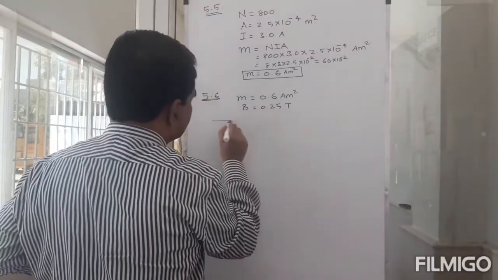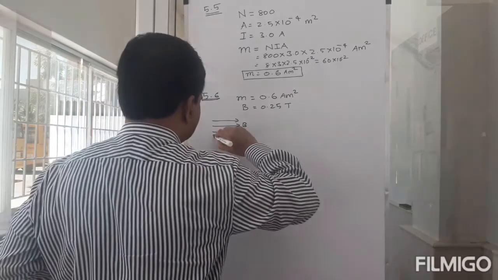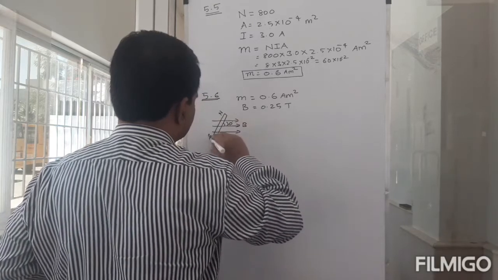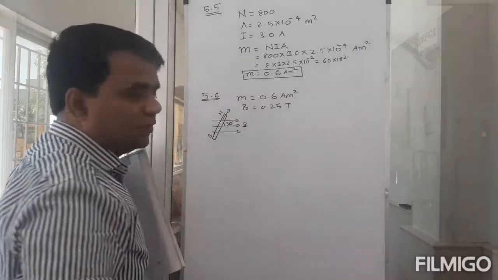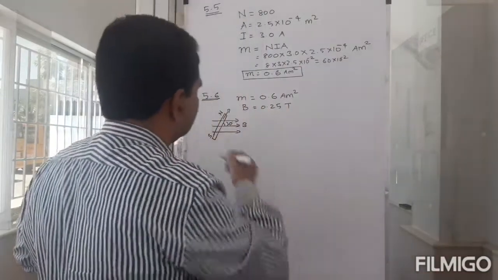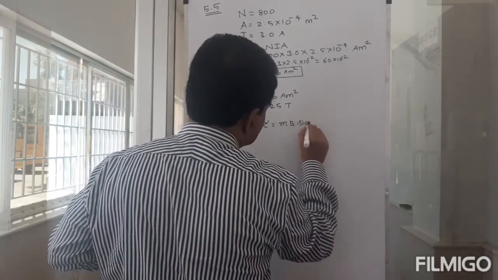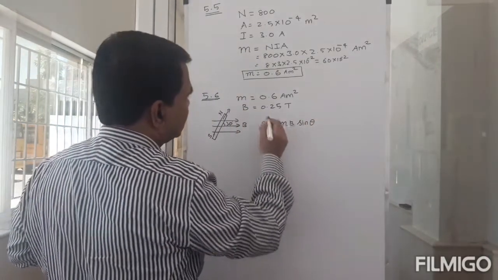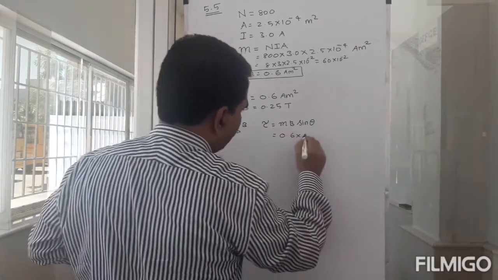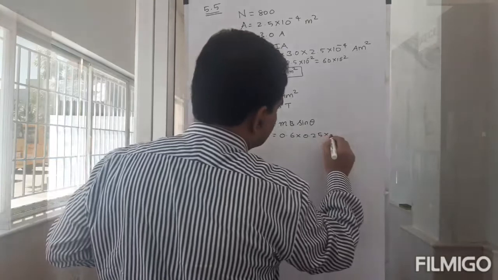So it's like this. So the external field is like this. This is B. Then this is kept at an angle of 30 degrees. This is north south. Okay? So that's how it is. So they're asking you to find the torque. It's very easy to do. So the torque is equal to mB sine theta, and here m is 0.6, then B is 0.25, and then sine 30 is going to be 1 by 2.